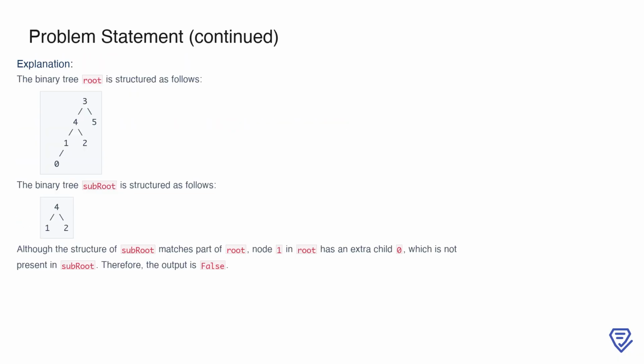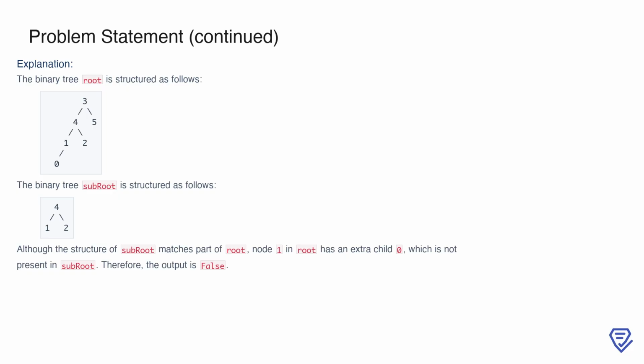Let's consider another example where the root and subroot trees are similar but have slight differences. Here, the root tree is 3, 4, 5, 1, 2, null, null, 0, and the smaller subroot tree remains 4, 1, 2. If we visualize root, it's clear that node 4 has the same left and right children, 1 and 2, as in the previous example, but now the left child 1 also has an additional child, node 0.